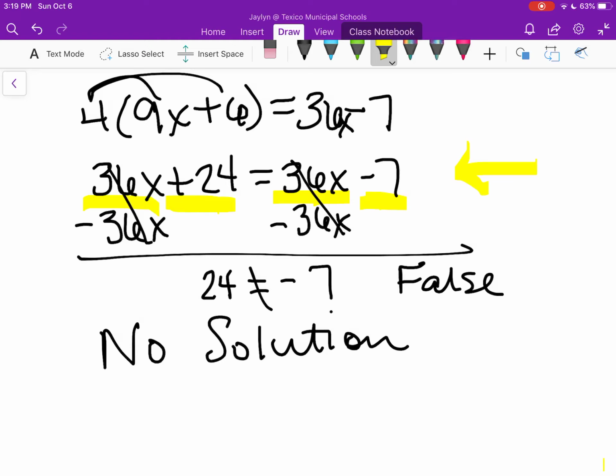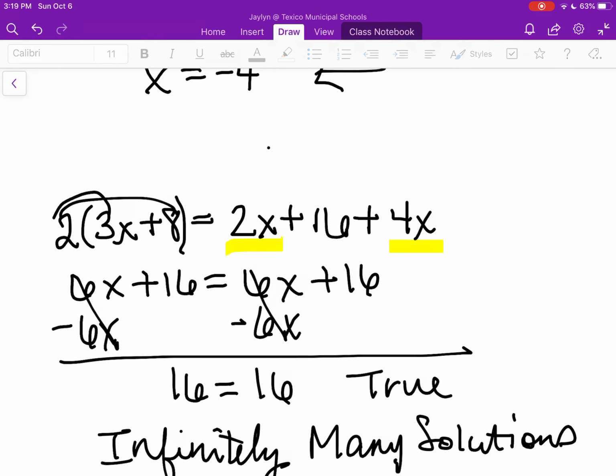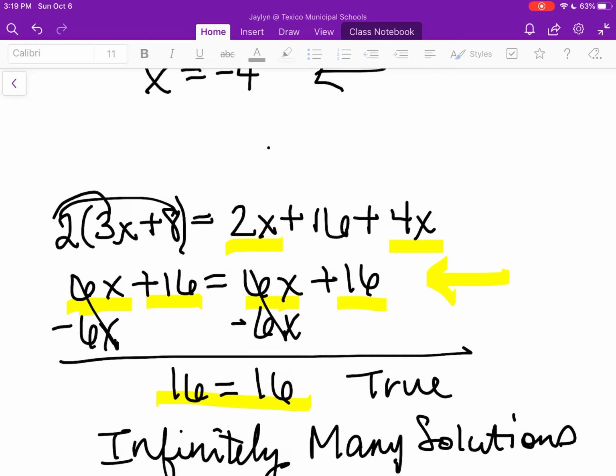Okay? And it was the same thing in this example. If you look back to this step right here, what did you notice? Well, my variable terms are the same and my constants are the same. Therefore, I know I'm going to have a true statement. So I know that there's infinitely many solutions. Okay? All right, you guys, there's going to be a few questions on here. And then you're going to go on to lesson 2.4 from the book. So that would be the next video.